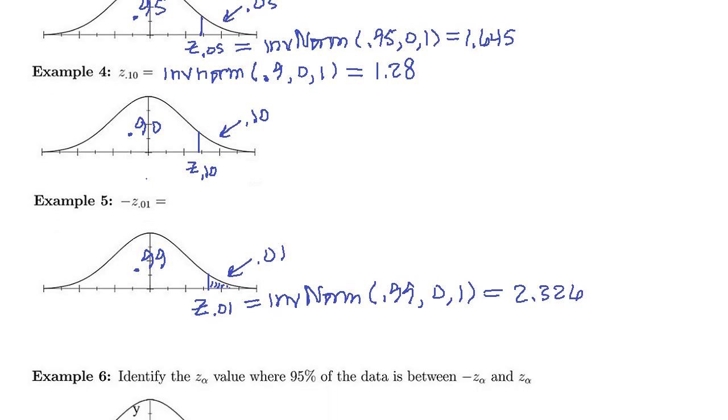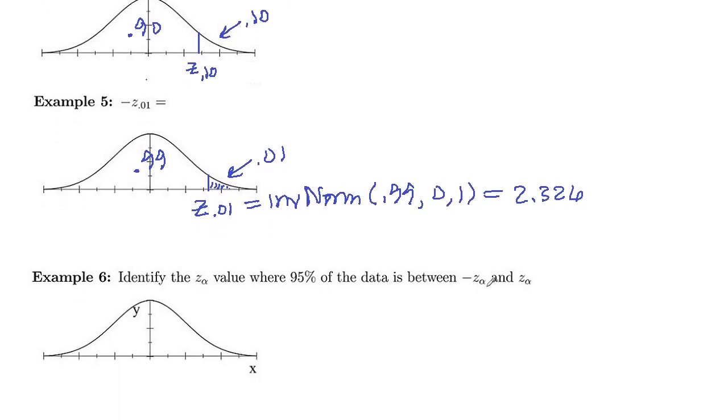And then the last type of example here is when you've got both a left and a right cutoff. So we want to identify the z alpha value with 95% of the data between negative z alpha and z alpha. Oh, wait. 2.326 is positive z.01, so this negative z.01 is negative 2.326. There we go. So we want to identify two values here, a z alpha and a negative z alpha, with 95%, so 0.95, of the data in the middle.